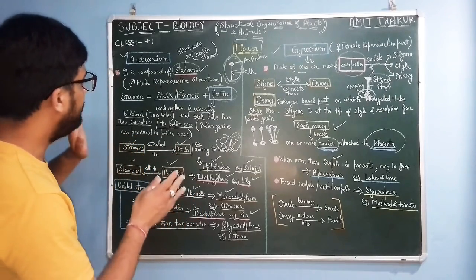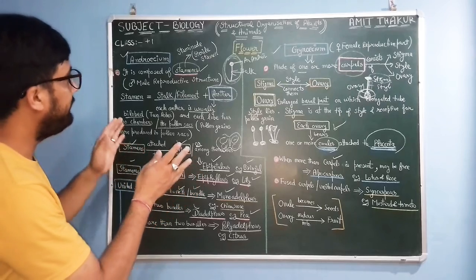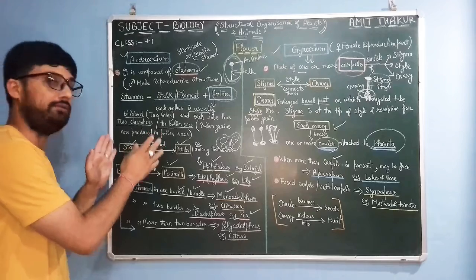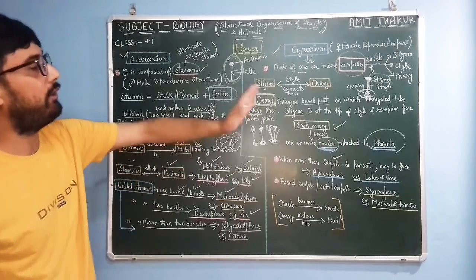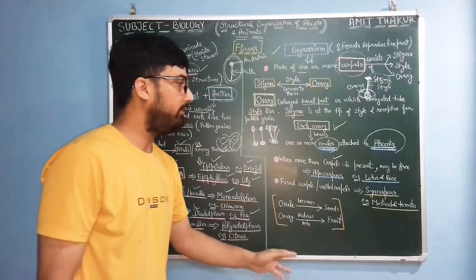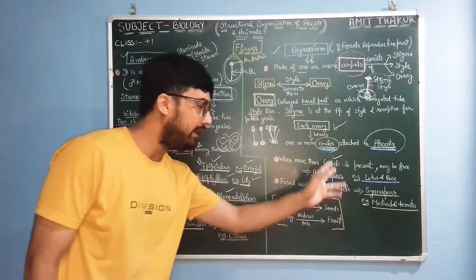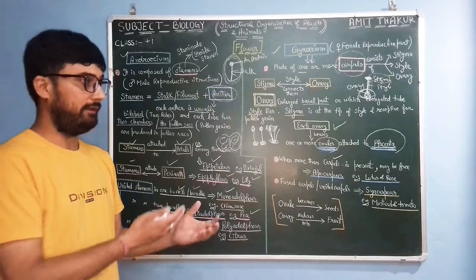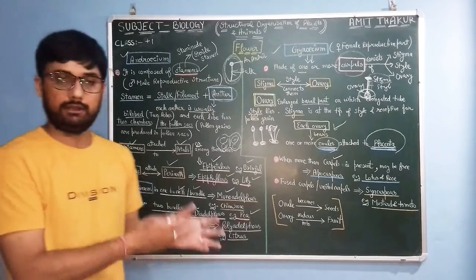So today we have studied Androecium, its different modifications and arrangements, and Gynoecium. Tomorrow we will discuss placenta and placentation, the different types of arrangement of placenta, in detail. Thank you.